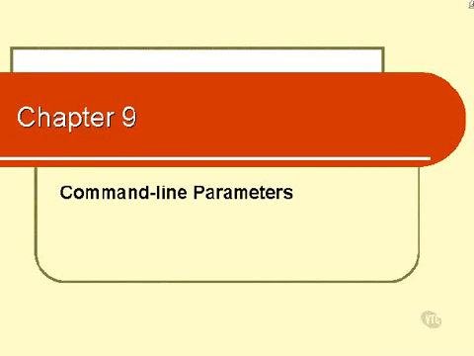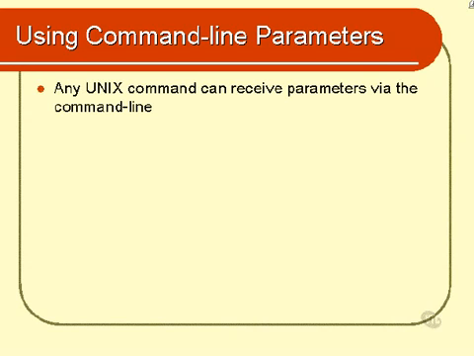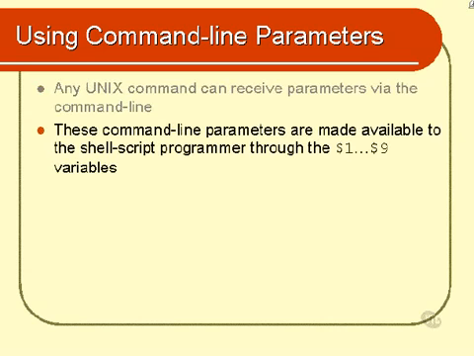We've already seen how functions can take parameters on their command lines. Well, it's actually possible for a shell script to also take command line parameters just like any other Unix program. So the fact is that any Unix command can receive parameters via the command line. It's just a matter of whether that program actually makes use of the parameters. Now we can make use of them if we choose to via the variables $1 through $9, and we use them exactly the same way as we use them inside a function.